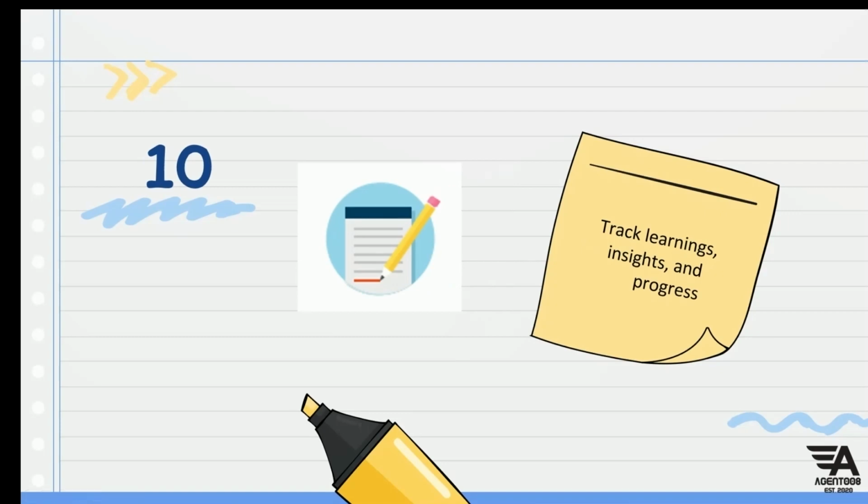Number 10, and it's similar to number 5, which is learn. On number 5 we learned from our mistakes, but here make sure to learn: track all your prototypes, learnings and insights, and try to review whatever you have already written on your prototype. So this is number 10.